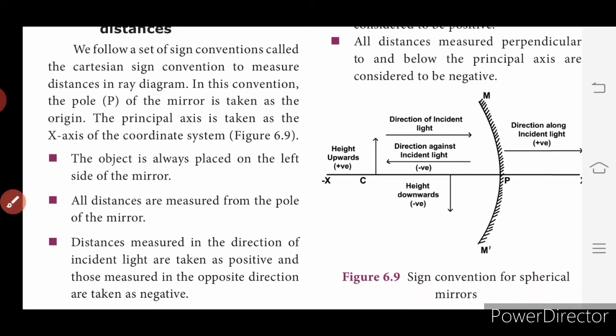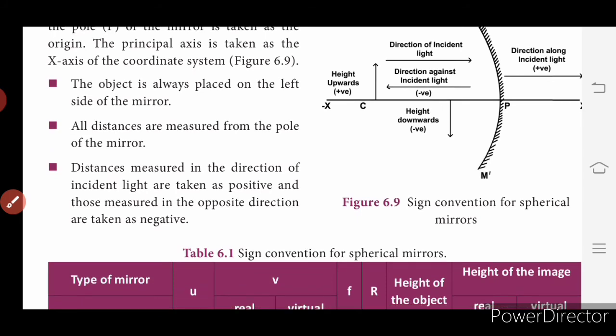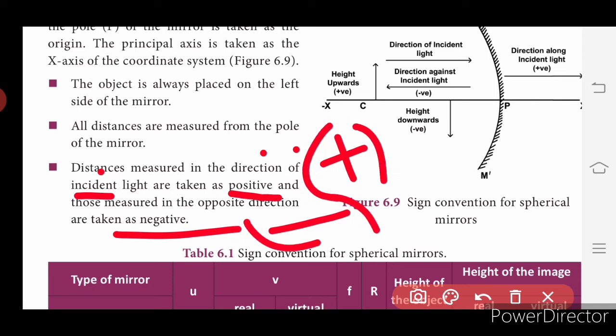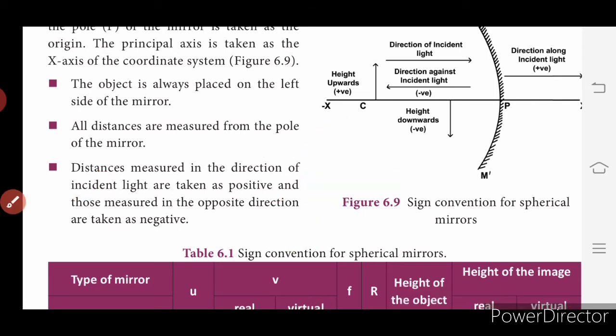Distances measured in the direction of the incident light are taken as positive, and those measured in the opposite direction are taken as negative. Okay, so this is the sign convention. The direction of the incident ray is taken as positive and the opposite direction is taken as negative. This is how you have to put the sign.